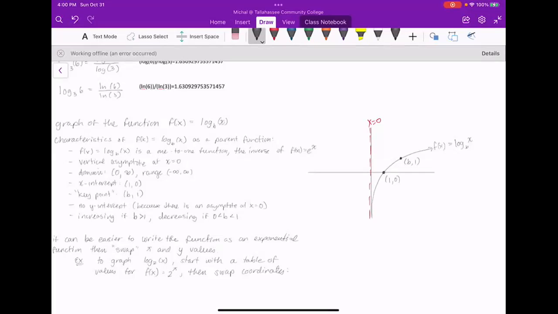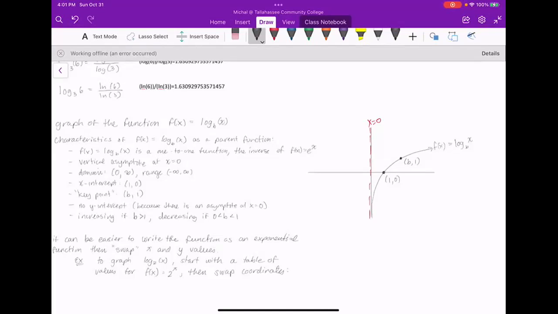And this graph will be increasing if the base is greater than 1, and it'll be decreasing if our base is a proper fraction, so if it's between 0 and 1. And that makes sense too with our inverse of the exponential function, because our exponential function increases when your base is a whole number and decreases when your base is a fraction. That's our exponential decay. But the log is the opposite, right? Because we're swapping it. And so here I have an increasing function as long as b is greater than 1, and I have a decreasing function if b is a fraction.